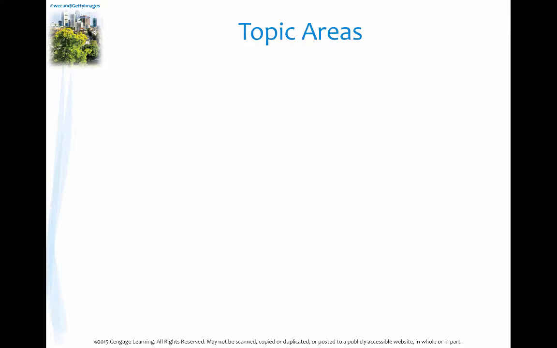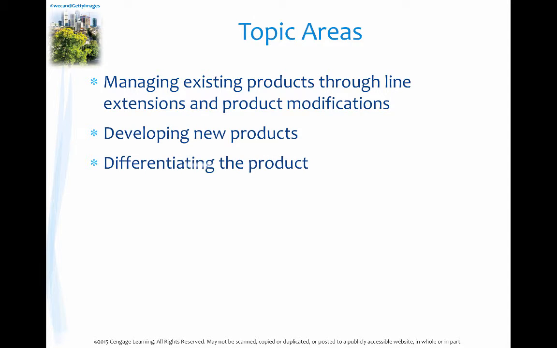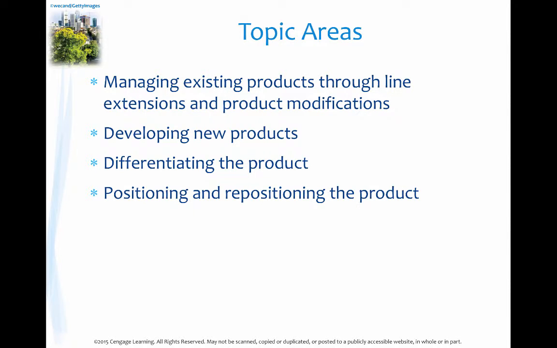Chapter 11 examines several ways to improve an organization's product mix, including managing existing products through line extensions and product modifications. It also examines how companies develop new products from idea generation to commercialization. After development of a new product, the process of product differentiation through quality, design, and support services is discussed. This chapter also covers product positioning and repositioning.